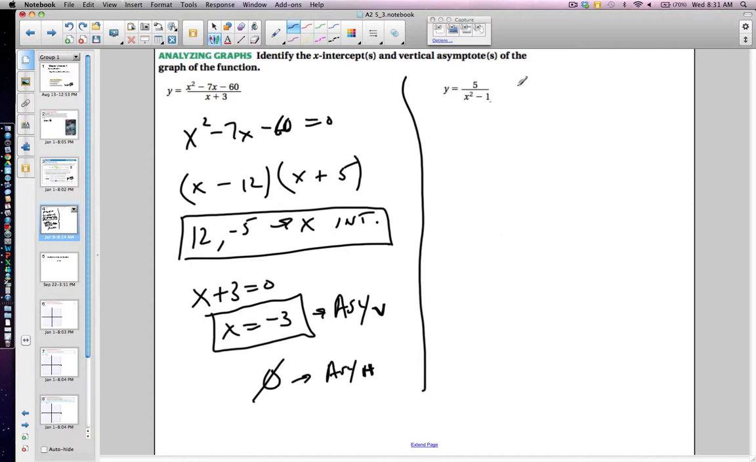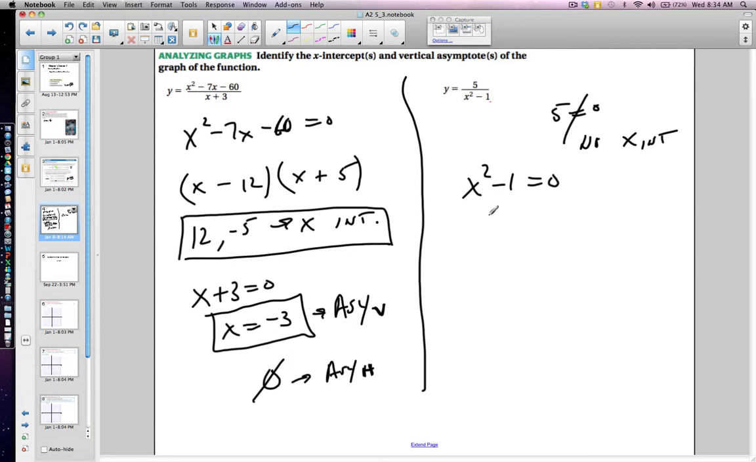If I do the same sort of steps over here, I want to try to set the numerator to be equal to 0. 5 is equal to 0. That's not possible, so there is no x-intercept. Okay, if I set the denominator to be equal to 0, x squared minus 1 equal to 0.